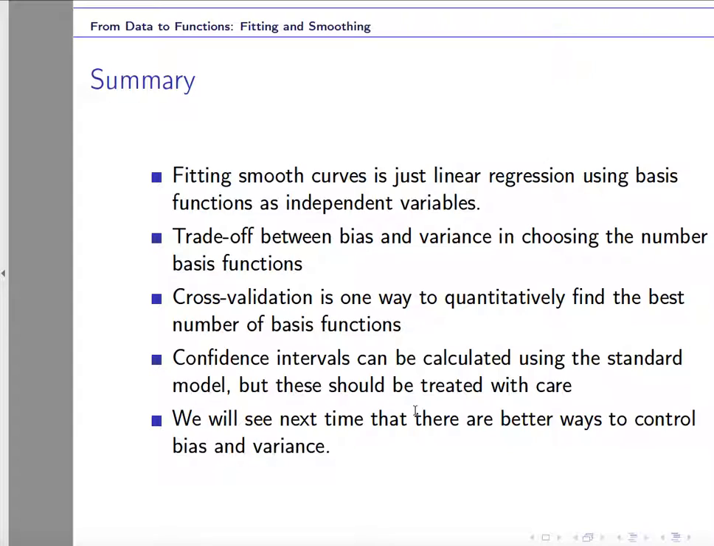So in the next lecture, we will learn a better way to control the bias and the variance. In other words, if we have a large number of basis functions, how can we control the bias and variance trade-off? We will learn this in our next lecture. Okay, any questions?